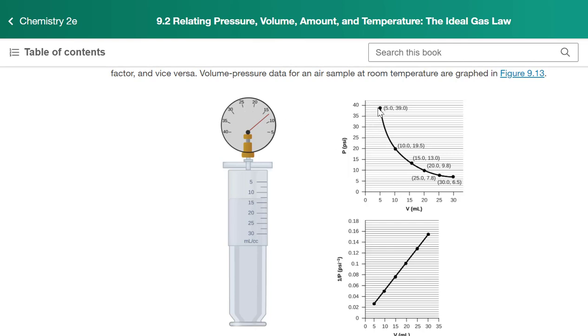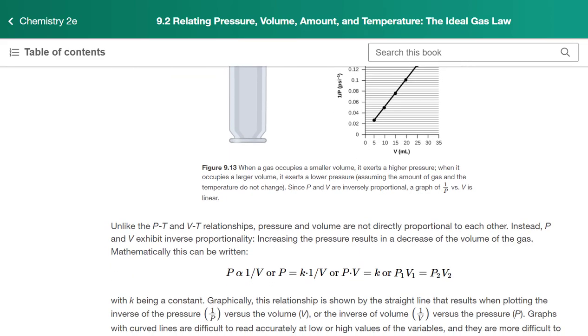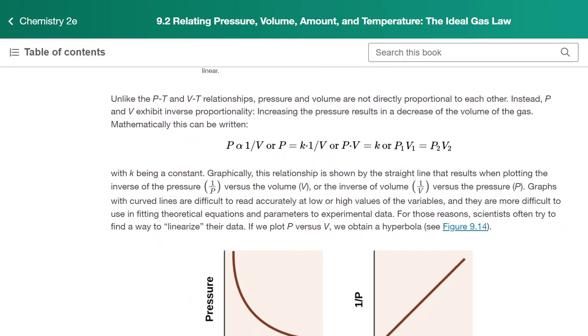So you have some high pressure at a low volume, high volume at a low pressure, and you follow this trend between those. Okay, and the lab will be developing some of these kind of graphs similar to this. But in terms of the mathematical relationship, you end up with something like this.